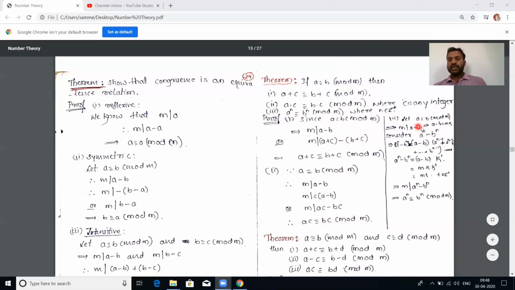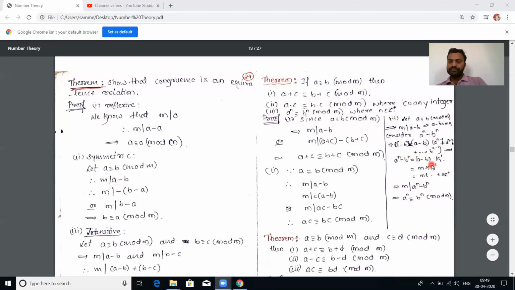And the third property: again a is congruent to b mod m implies m divides a minus b. Here we use the definition of divisibility and write a minus b is equal to m into k, where k is any integer. Now consider a raised to n minus b raised to n. We have to expand this using the formula: a raised to n minus b raised to n is equal to a minus b into a raised to n minus 1 plus a raised to n minus 2 into b plus a raised to n minus 3 into b square plus and so on, plus the last term b raised to n minus 1.